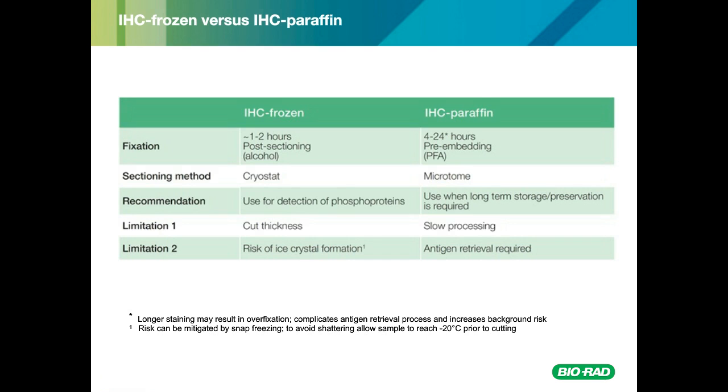In general, IHC frozen sections are thicker than IHC paraffin. Increased thickness may result in lower microscopic resolution and less well-defined tissue morphology. Another limitation of IHC frozen is the risk of ice crystal formation, which may omit the detection of subcellular structures. This risk can, however, be mitigated by snap freezing the sample and by letting the sample warm up to -20 degrees prior to cutting. As already mentioned, IHC paraffin is a rather long process due to the duration of the fixation step and the need for antigen retrieval.